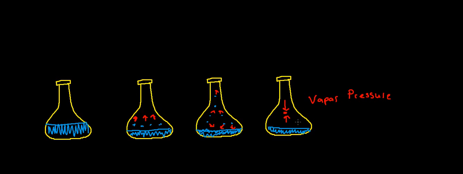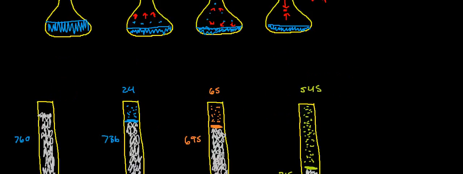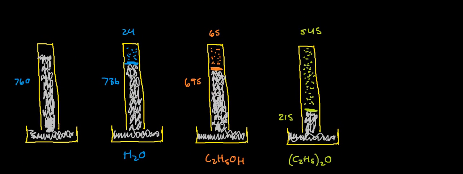And the vapor pressure is different for all the molecules. The vapor pressure is going to depend on two things. It's going to depend on the intermolecular forces between the molecules and the temperature. Here are some examples of different vapor pressures for different molecules.